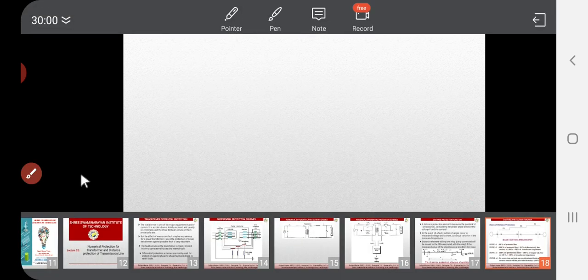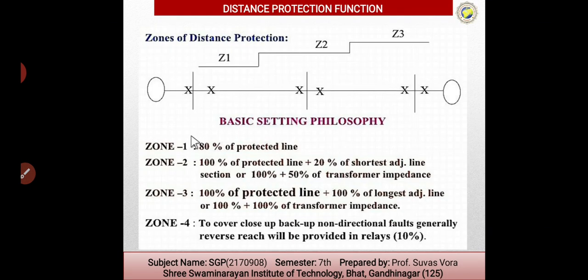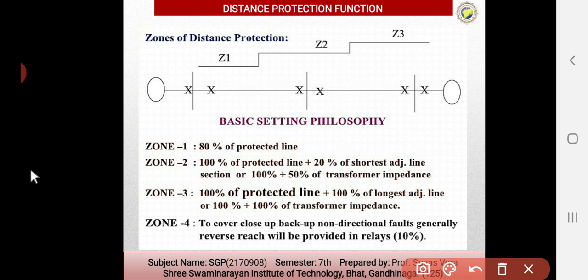So yes, these are the basic settings philosophies: protection plus 20%, and zone 3 covers 100% of the line adjustment or 100% of transformers, and zone 4 is the cover for close-in and backup non-directional faults. Generally the reverse reach provided by the relay is only 10%. So these are the basic introductions of the distance protection systems.